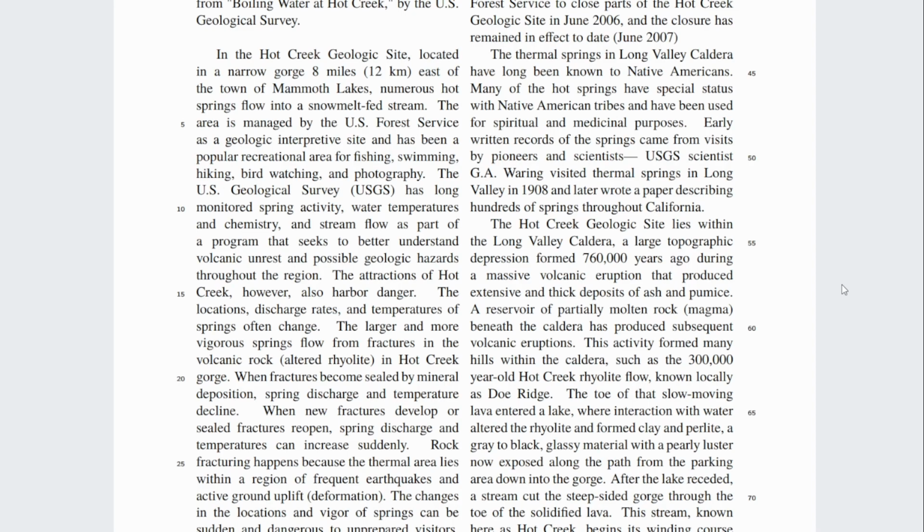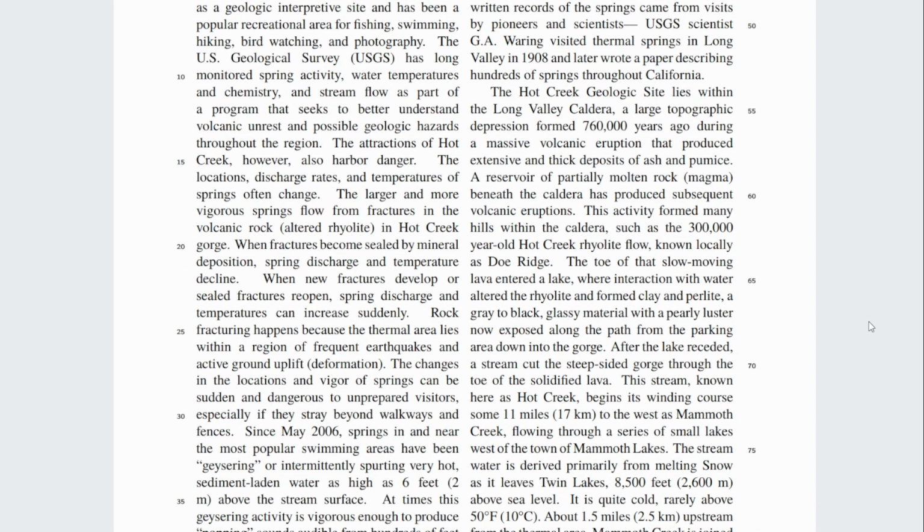The U.S. Geological Survey, USGS, has long monitored the spring activity, water temperatures and chemistry, and stream flow as part of a program that seeks to better understand volcanic unrest and possible geologic hazards throughout the region. The attractions of Hot Creek, however, also harbor danger. The locations, discharge rates, and temperatures of springs often change. The larger and more vigorous springs flow from fractures in the volcanic rock, altered rhyolite, in Hot Creek Gorge. When fractures become sealed by mineral deposition, spring discharge and temperature decline. When new fractures develop or sealed fractures reopen, spring discharge and temperatures can increase suddenly.